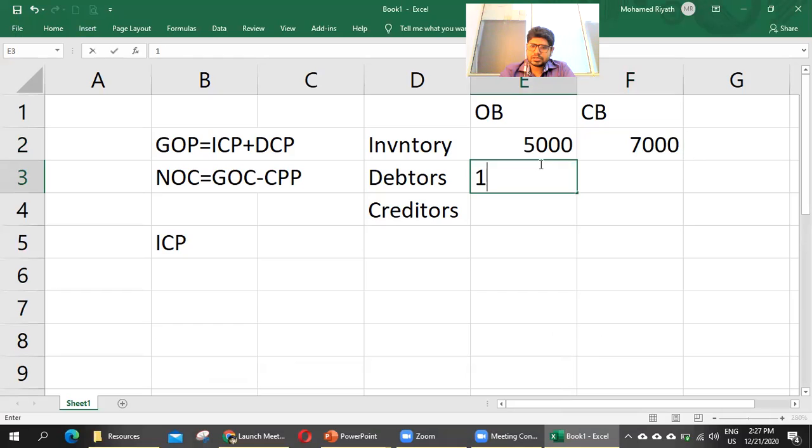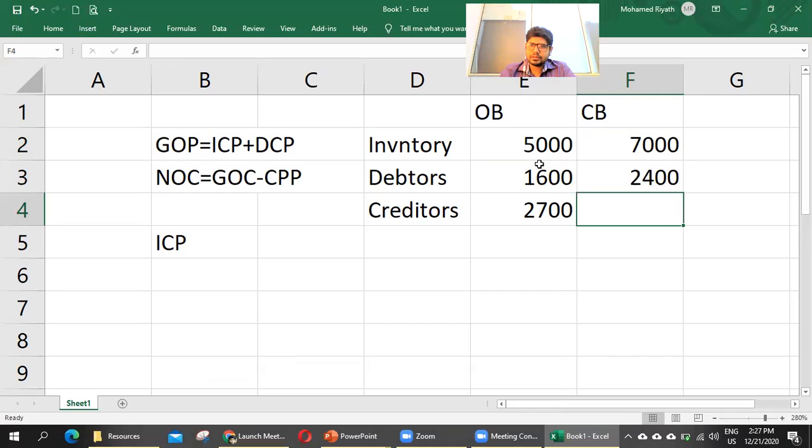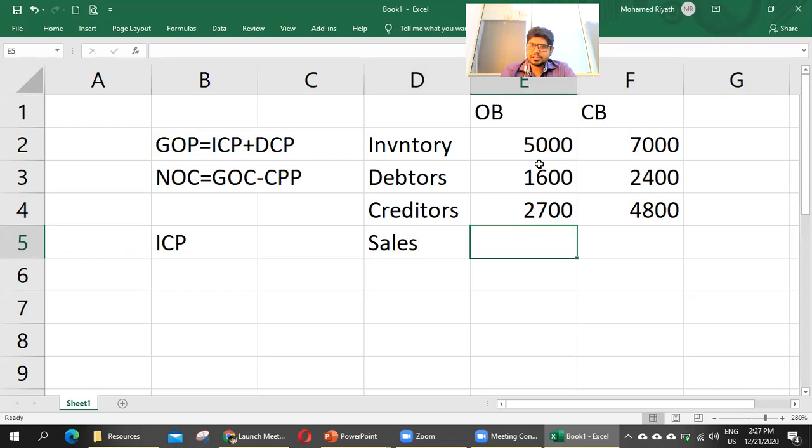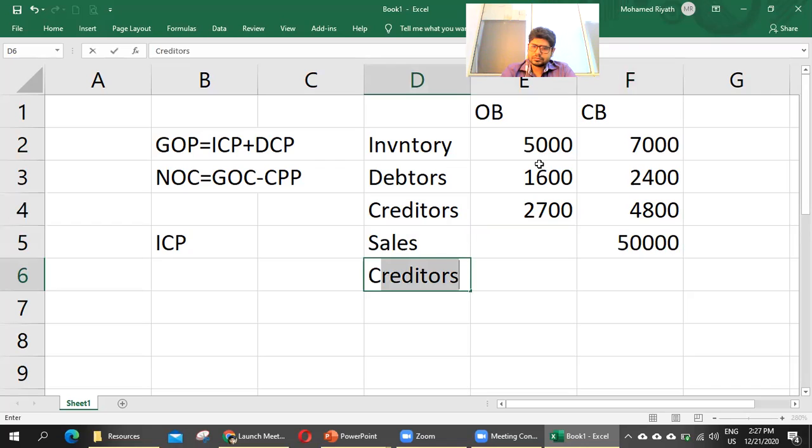1,600 and 2,400. And creditors? 2,700 and 4,800. Thank you. And we need sales. How much sales for the period? 50,000. And cost of sales? 30,000.